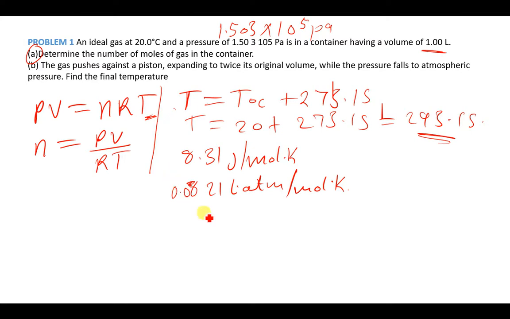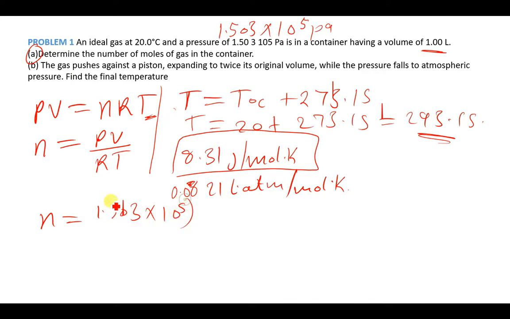Yeah, so according to this question here, we're going to use this one because the pressure is in pascals. So you put your pressure there, so you're going to have n is equal to the pressure that we've been given, which is 1.503 times 10 to the power 5. You write it there, and then from there you multiply it with a volume there.